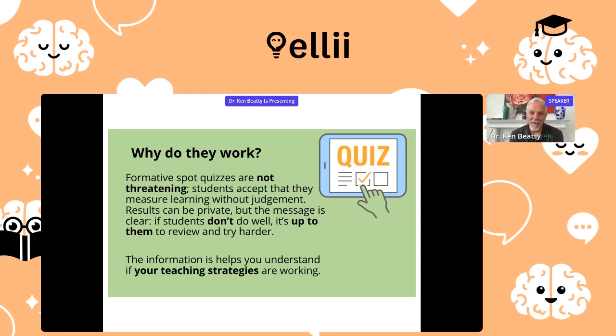Anyway, the message is clear. If students don't do well, it's up to them to try to review and to try harder. These formative tests also give them experience in how to do a test. They say, oh, I didn't realize how multiple choice works, or how true false or short answers should be done. And this information helps you understand if your teaching strategies are working, because you're getting feedback here. You give a quiz and people don't do so well, then the problem is not with the students. The problem is with you. You have to think about that.